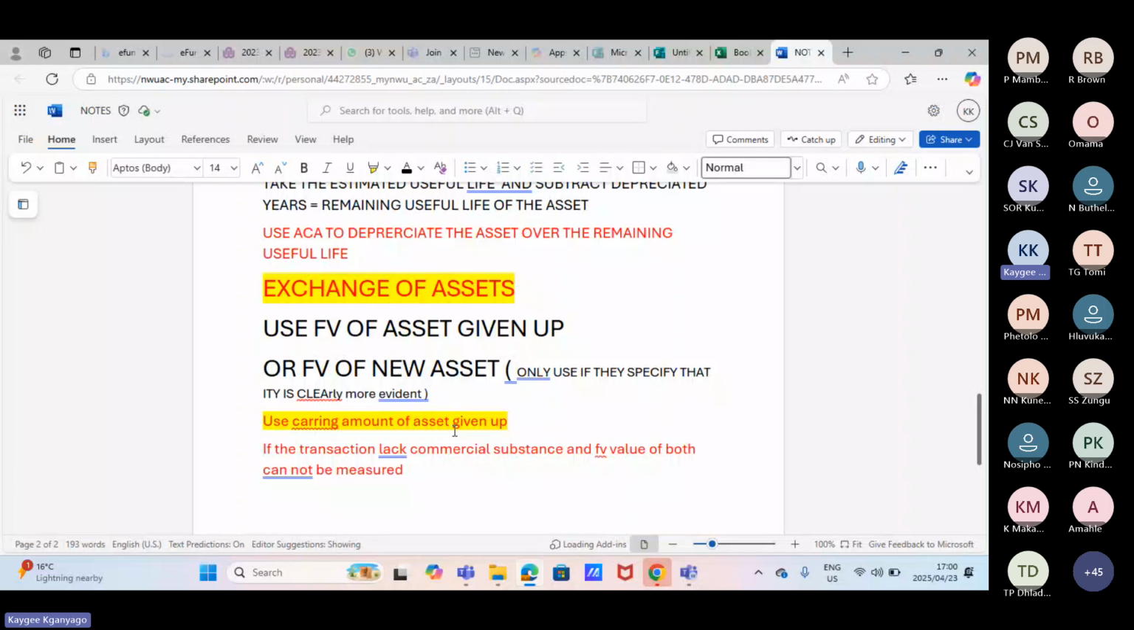The commercial substance refers to the exchange, this transaction of exchange. If they say the transaction lacks commercial substance, not the assets have no commercial substance. I said the transaction, not the assets. Obviously the assets are included in the transaction. I don't know if you get me.